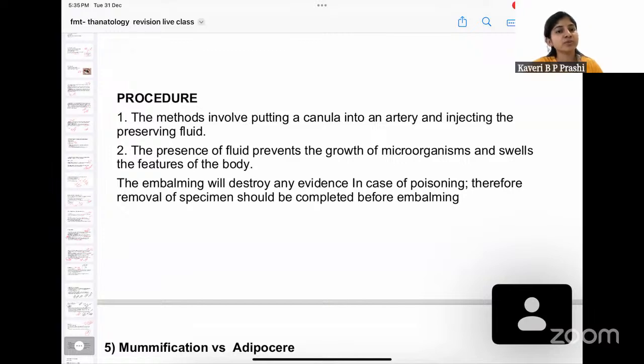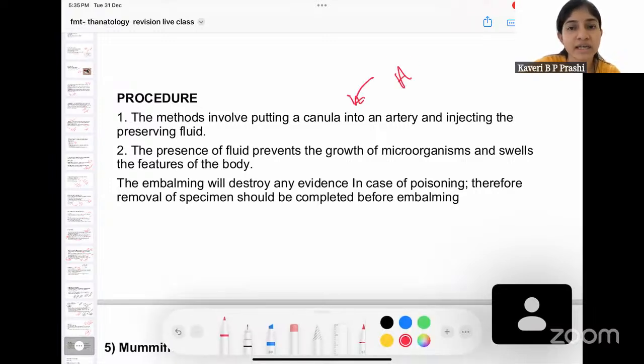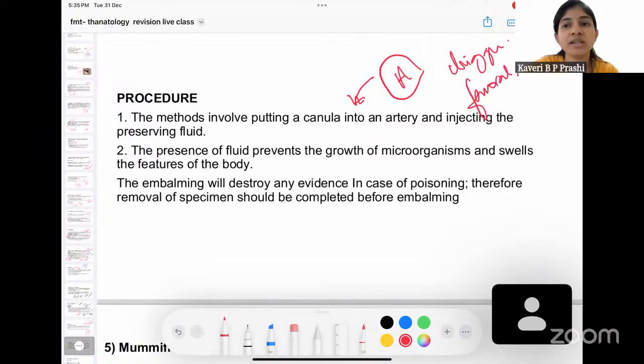The method involves putting a cannula into an artery and injecting the preserving fluid. So where do you put the cannula into an artery? As I told you, the bigger arteries are chosen. So what are the bigger arteries? Either the femoral or the neck arteries or the aorta. And then you inject the embalming fluid, which contains formaldehyde. The presence of the fluid prevents growth of microorganisms and swells the features of the body. So whatever detailing is there, that is seen more properly when you embalm the body.